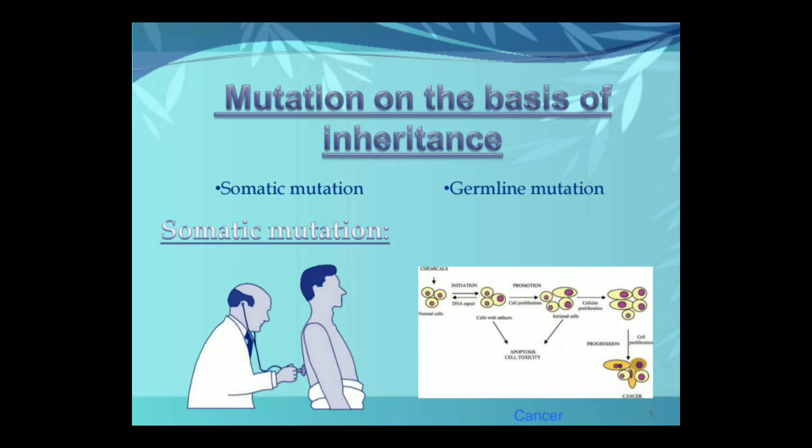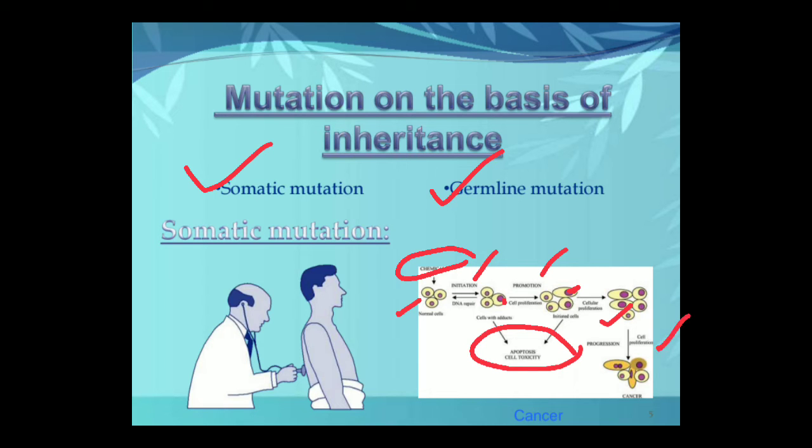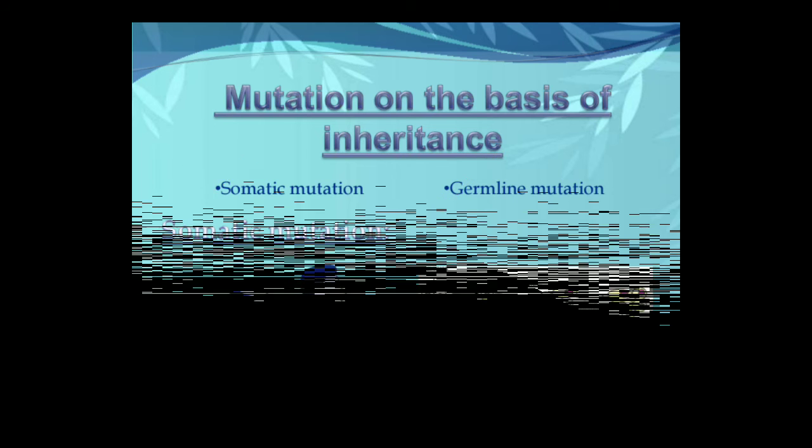Mutation on the basis of inheritance can be divided into somatic mutation and germline mutation. Somatic mutation occurs by the division of cells. If a cell has some mutant property, when it divides, it carries the property to the next cell. For example, take a normal cell on which a chemical mutagen is acting. Initiation of the mutation takes place, and this is the mutated cell. Then promotion takes place, then cellular division takes place, and adaptation of cell toxicity happens. Cell proliferation leads to cancer.